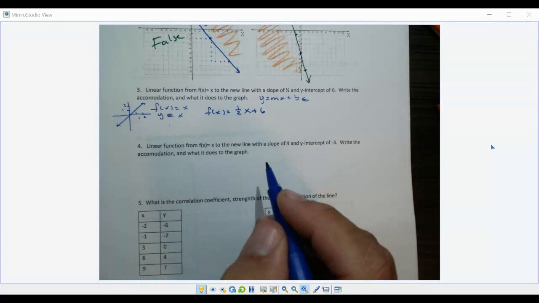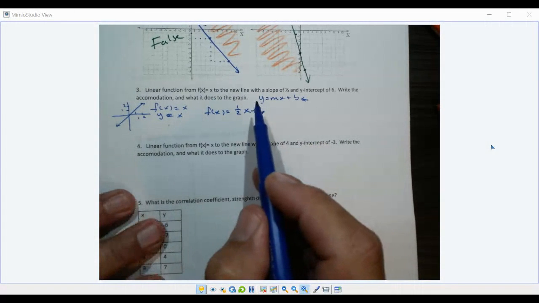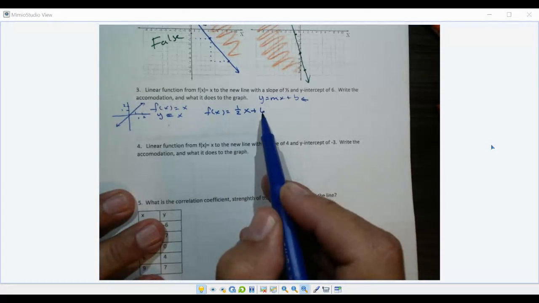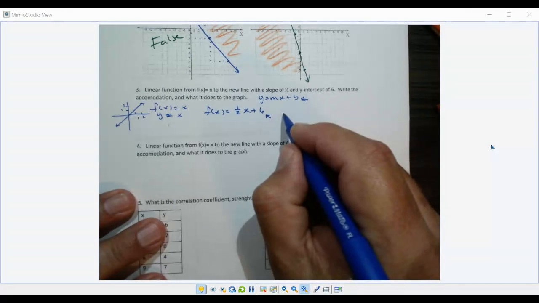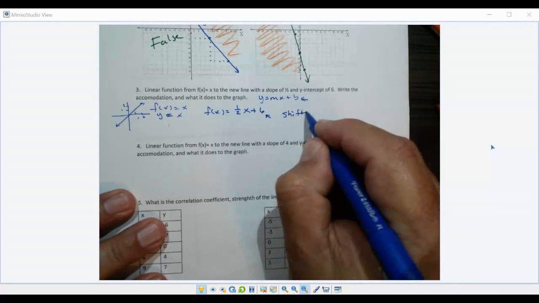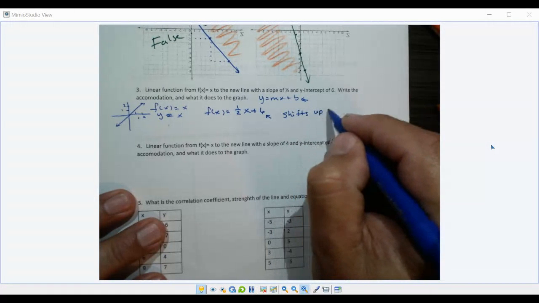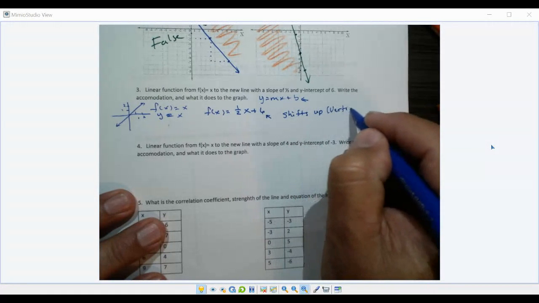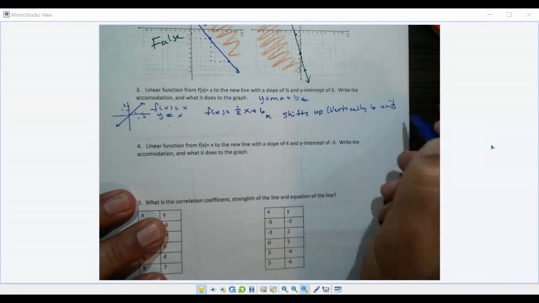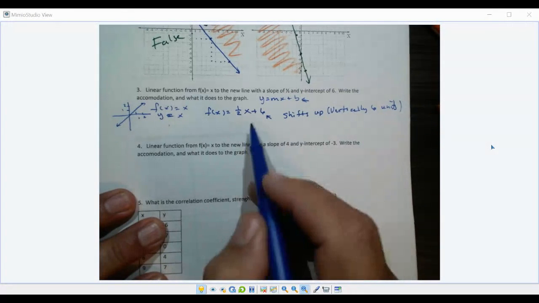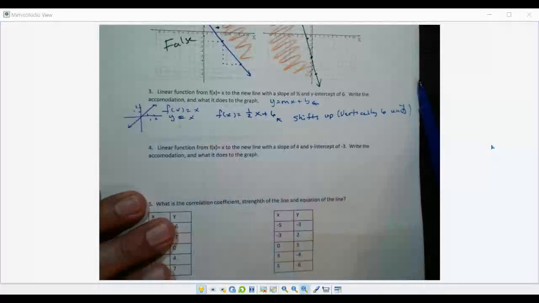All right, so here's what it says. Write the transformations and what it does in the graph. Okay, so here we go. There's my equation. So you've got to kind of think about this. This right here is my y-intercept. So we know that this shifts up, or you can say vertically, 6 units. Okay, so it shifts up because that's a plus 6. So this line actually will shift up 6 units.